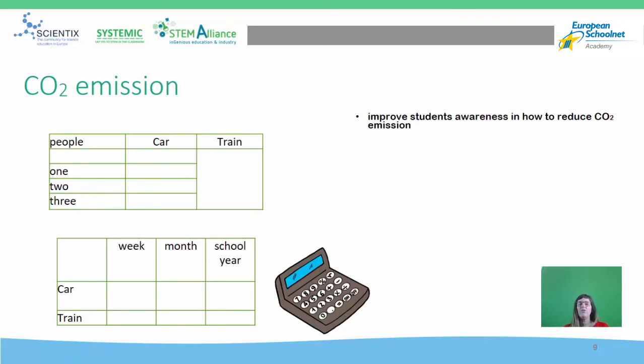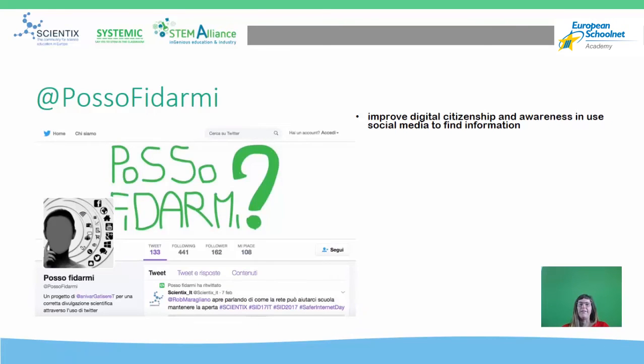This is a good science lesson, but it could also be useful for mathematics because they have to use a table to make a calculation. In addition, it lets your students improve their awareness of how to reduce emissions. And also in this case, during the lesson, you could underline which kind of jobs will be available in the next years in this field. Another experiment I realized with my students could be used as a citizen science example.